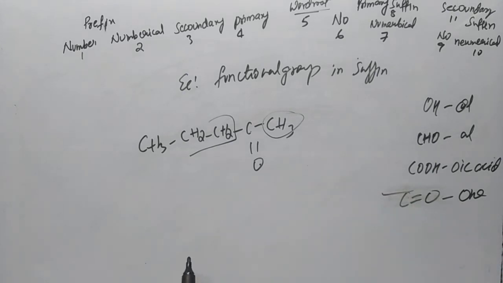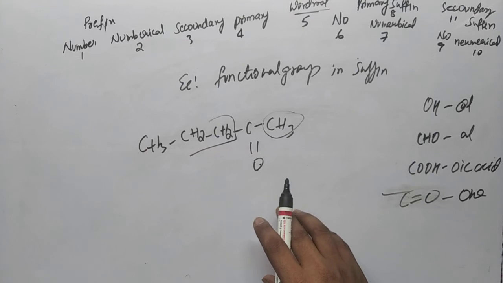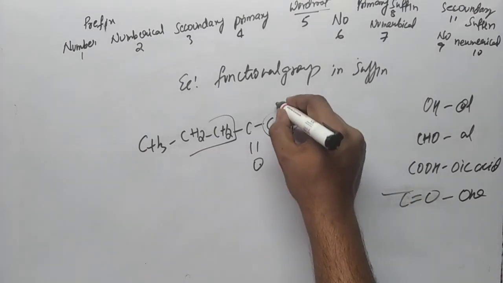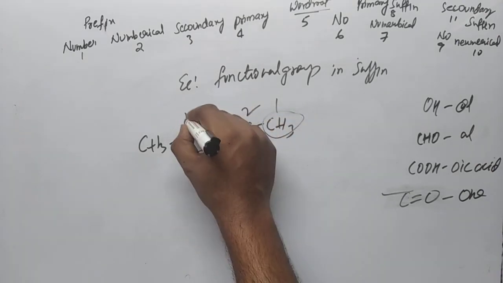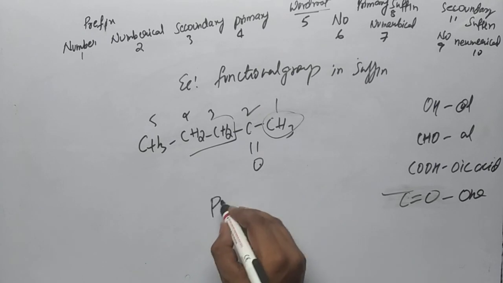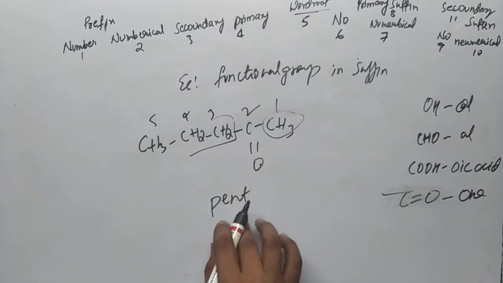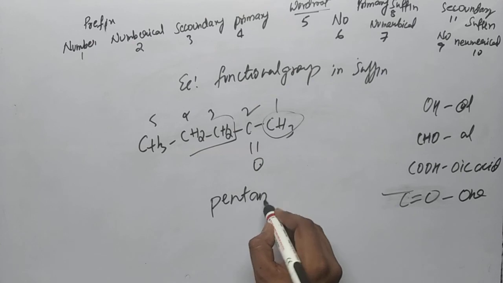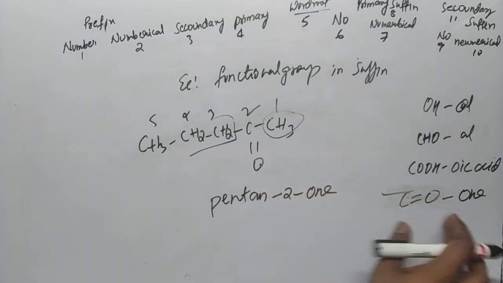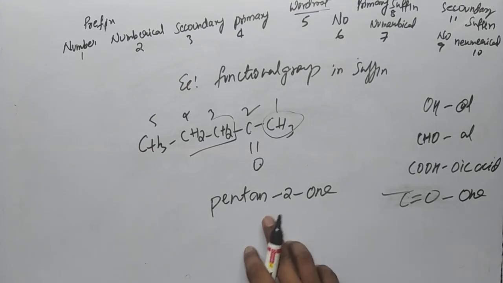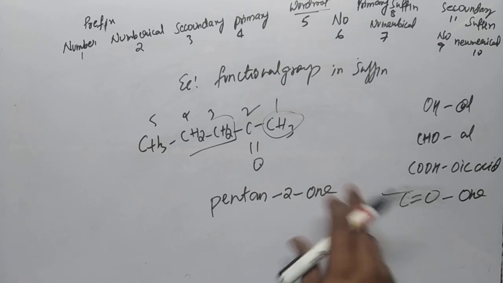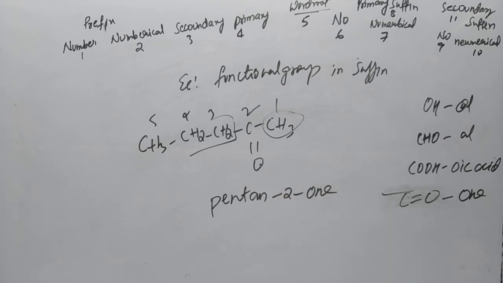We have to give the least number for this, meaning numbering starts from this end. So this is 1, this is 2, this is 3, this is 4, this is 5. We won't have a prefix, so we have the suffix. We write pent for the 5 carbons, all single bond, so an, but at the second carbon we have ketone, so one. So pentan-2-one. This is the name of this compound.